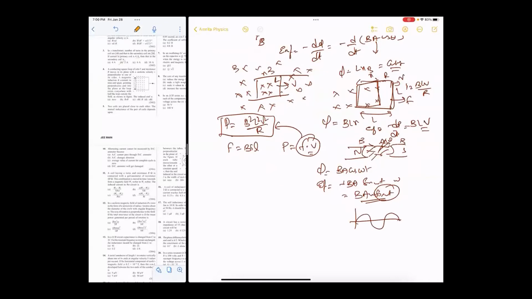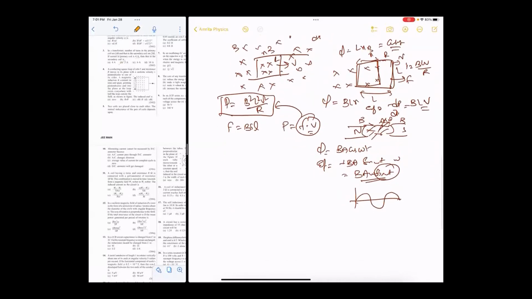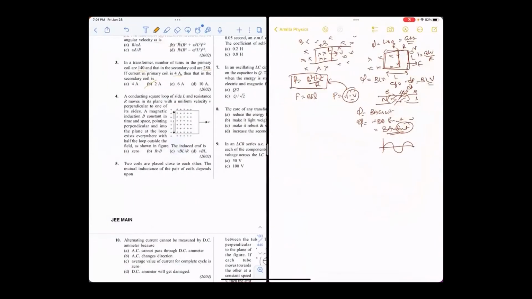Fine, guys. This is EMI and how AC is produced. Not just this question, but the whole idea about that topic. Okay. So this is about the next question, the fourth.